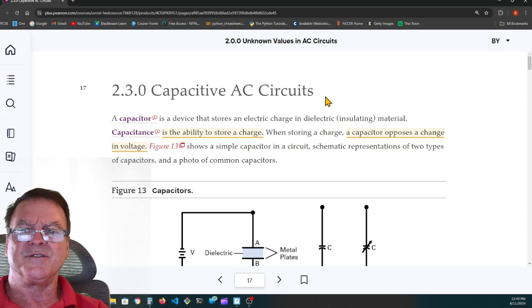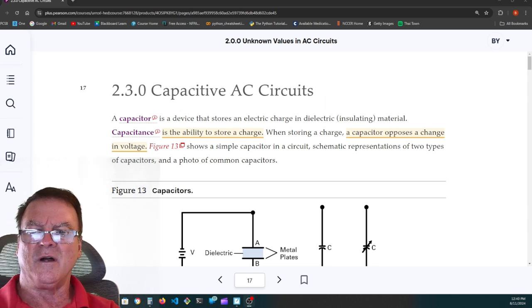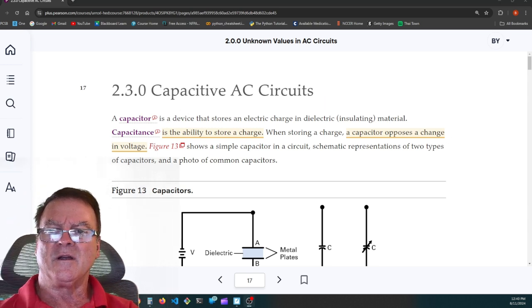I'm going to stop here and start a new video on capacitive reactance.